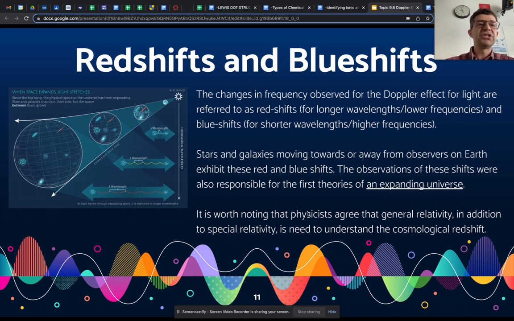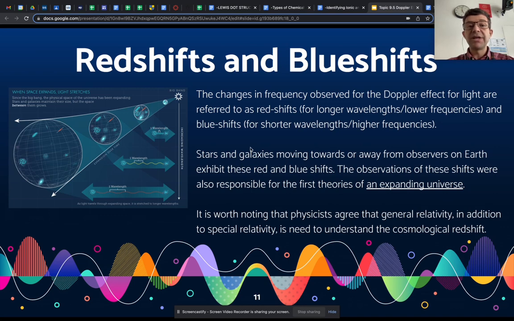And observations of these shifts were responsible for some of the first theories about how the universe is expanding. Because if you look out into distant space, what we observe is two things. One, that more objects are moving away from us than are moving towards us by a pretty large factor. And two, that the objects that are further away are experiencing a larger redshift. With more space between our observer and the object that's moving away from us, there is more space to expand in between, and you get a larger redshift.